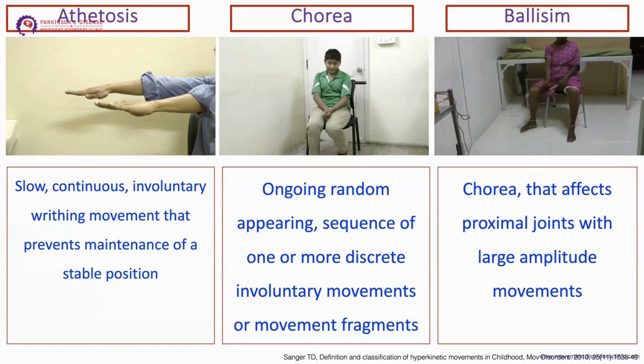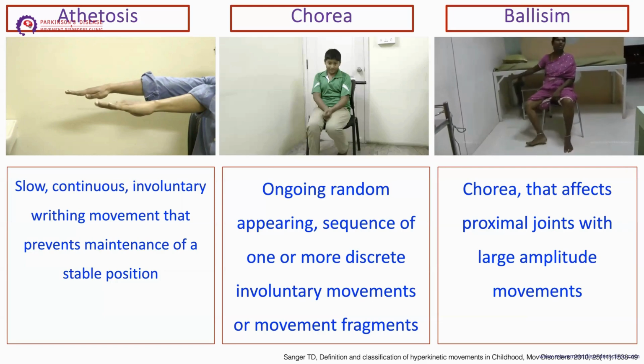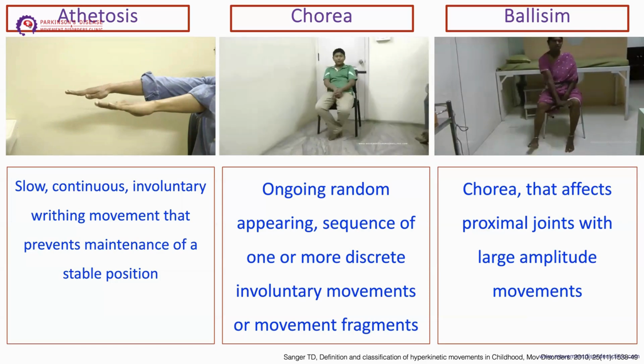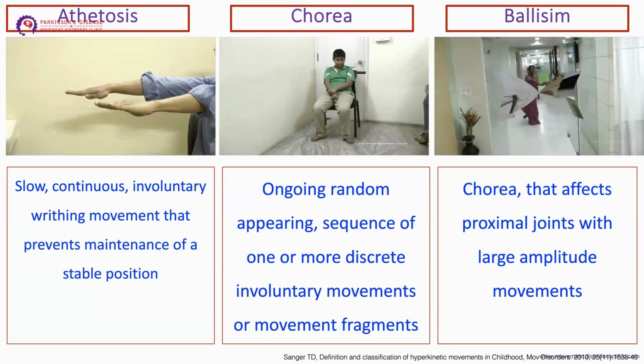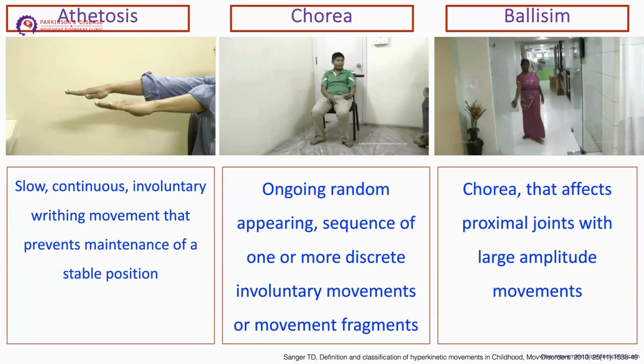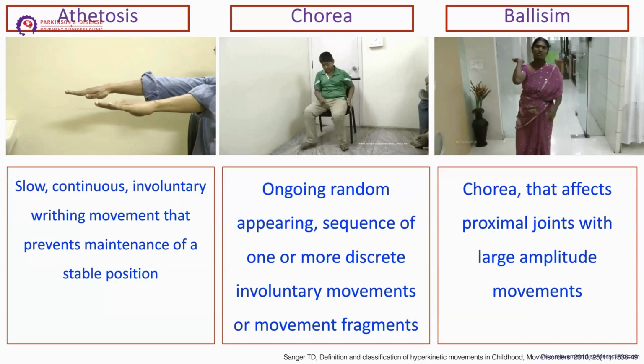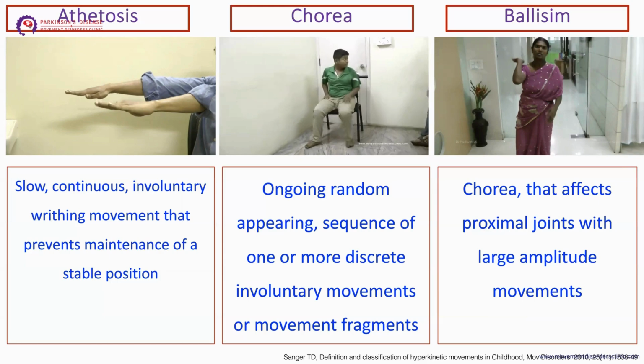Then we have people who have fast flinging proximal movements with large amplitude. These are called ballistic movements. And then we have chorea. Chorea is an ongoing, random-appearing sequence of one or more discrete involuntary movements or movement fragments. That is, the person is having one set of movement from one joint to another joint. Something starts, some small movements will happen which are involuntary in nature.